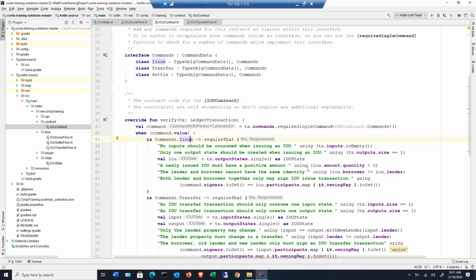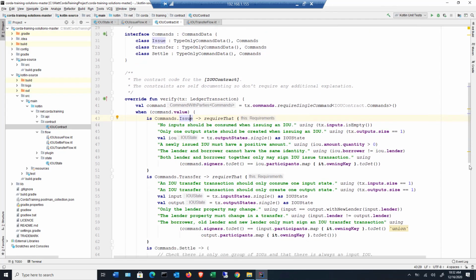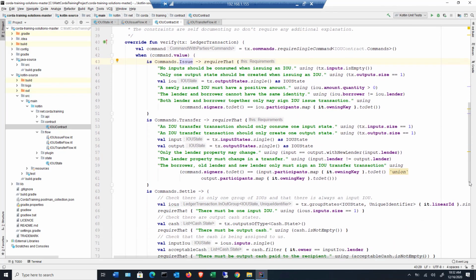A newly issued IOU must have a positive amount. So the amount here is greater than 0. We can see that rule. The lender and the borrower cannot be the same person. I cannot lend to myself. So we see here IOU borrower not equal to IOU lender. And if you look through here again, read the comments, it's quite straightforward here. We could see some other rules.